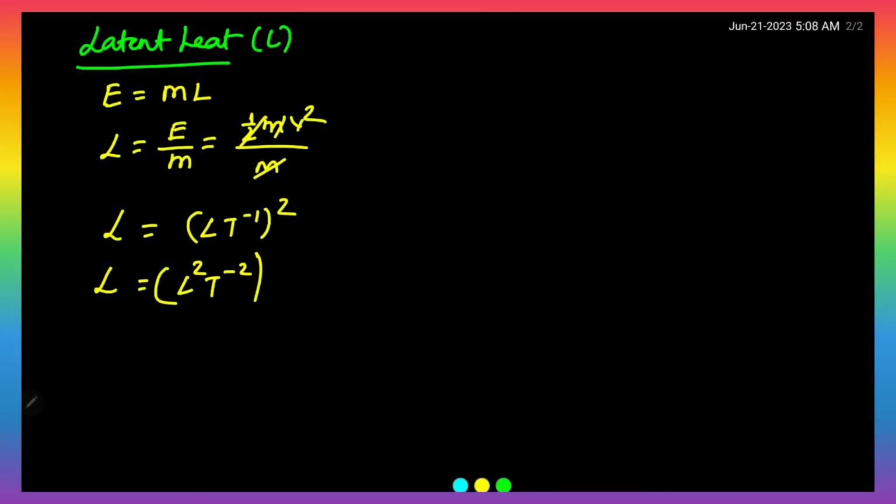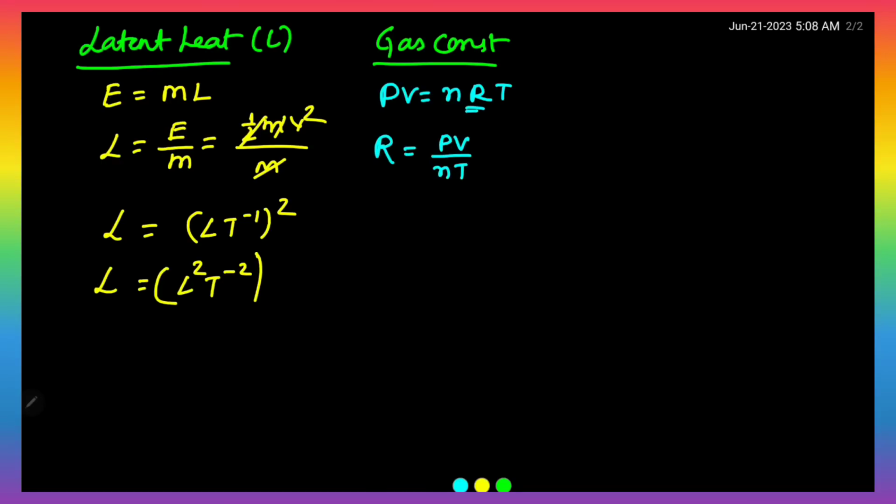Next, what is the dimensional formula for gas constant? We all know that PV is equal to nRT. So for this you have to find out the dimensional formula. R is equal to PV by n into T.